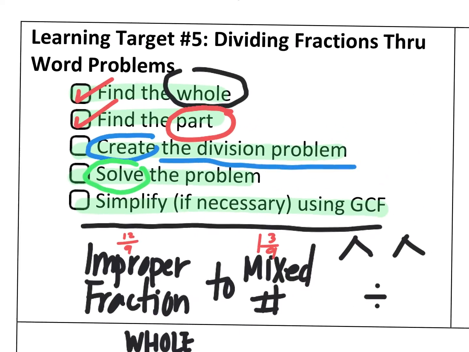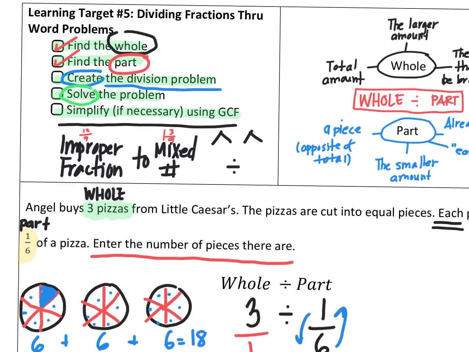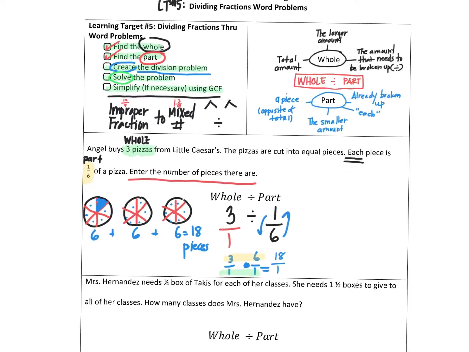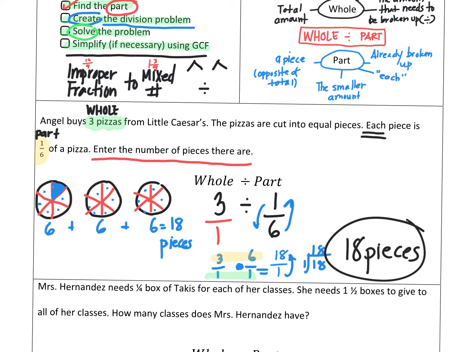All right, now, according to this, it says we should simplify if necessary. And that means we're going to go from improper to a mixed number, or we're going to do factor trees. Well, in this case, it's pretty simple. We can just divide 1 into 18. 1 divides into 18 18 times. So my answer is, how many pieces are there? There are 18 pieces. You can circle that. And you notice it's the same here, 18 pieces. So we took the whole divided by the part, and we still got the same answer, even if we didn't draw it out, but we did it mathematically.